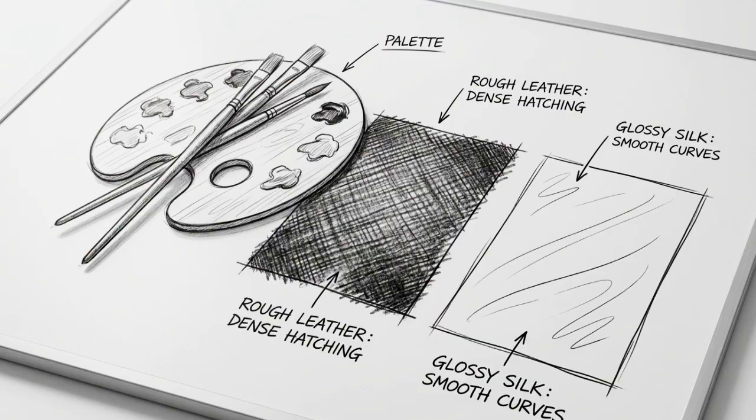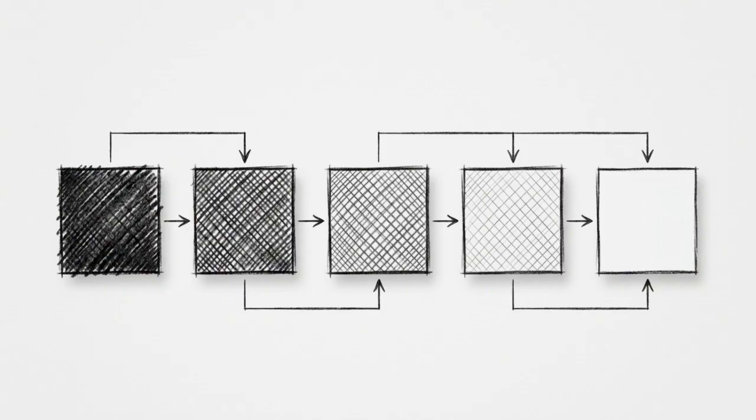Layer 4 is color and texture. You must define the palette and tactile surface details. Vague color descriptions yield random results. Apply specific palette constraints like warm amber and cream tones.